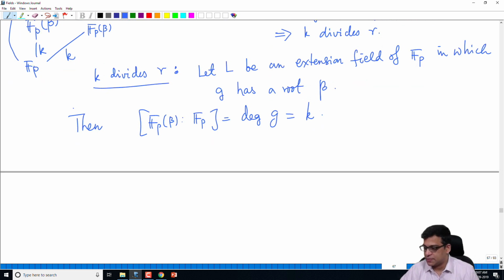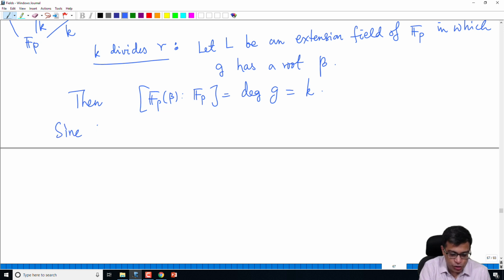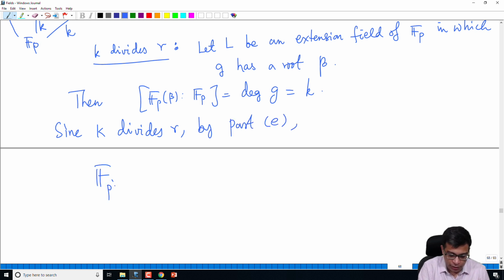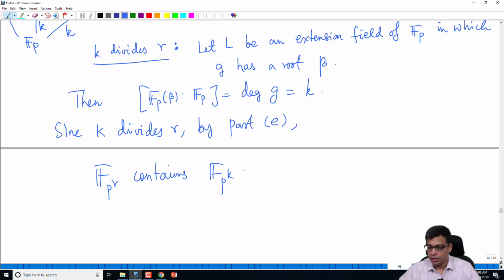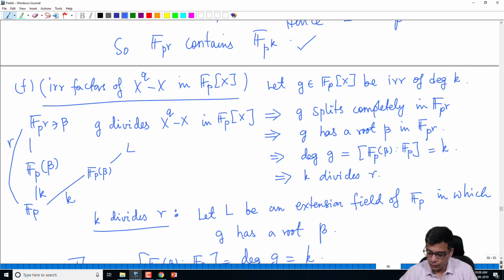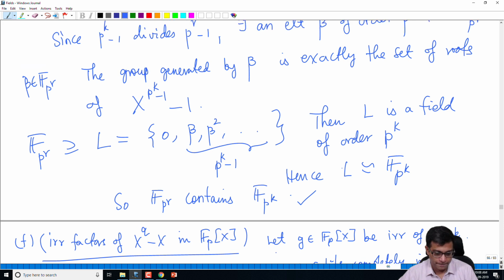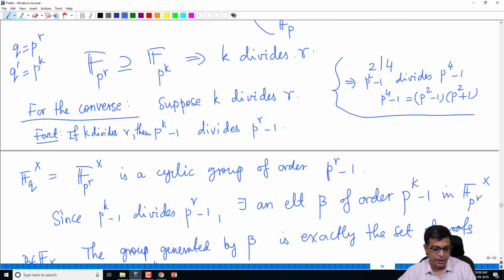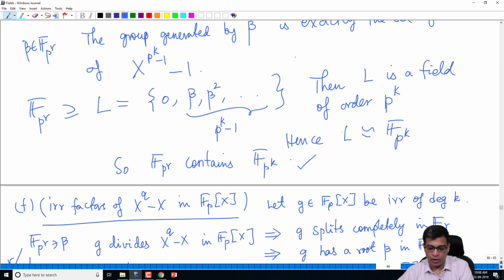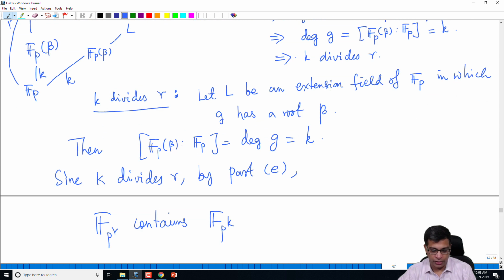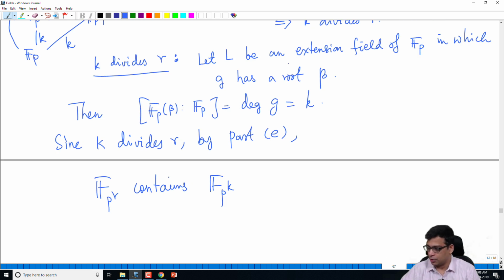Now by the previous part, since we are assuming k divides r, by part E, Fp power r contains a field which is isomorphic to Fp power k by part E, right? This is exactly part E. We have shown in part E, if k divides r, Fp power r contains Fp power k.